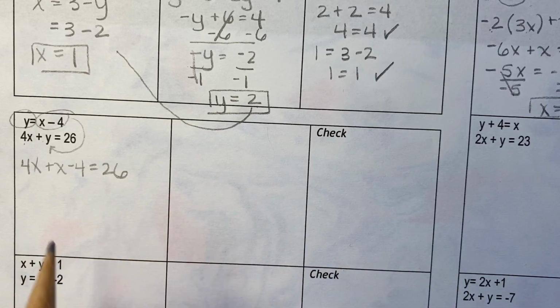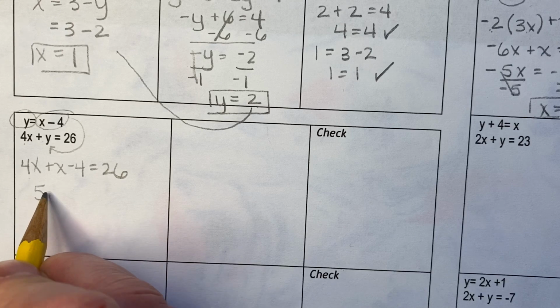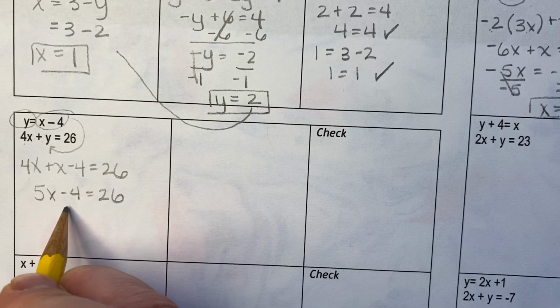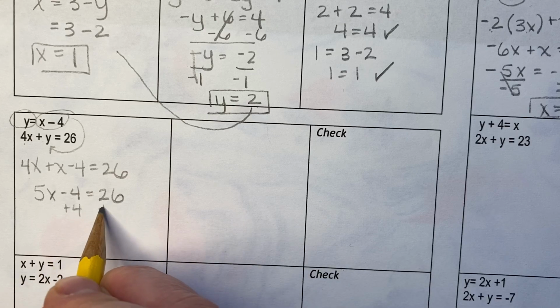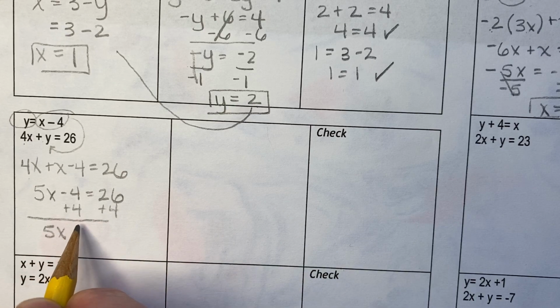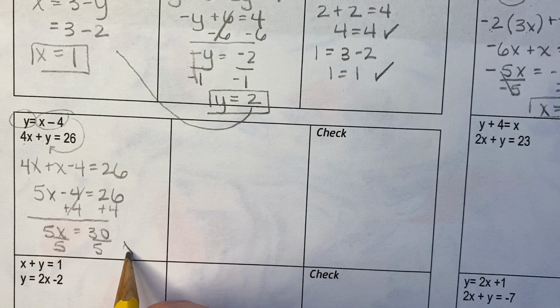This is your second problem on this homework page. 4x plus x is 5x minus 4 equals 26. I'll add 4 to both sides. I get 5x equals 30. Divide both sides by 5 and I get x equal to 6.